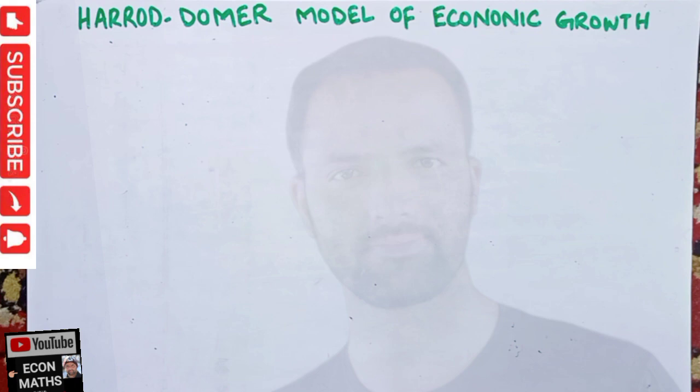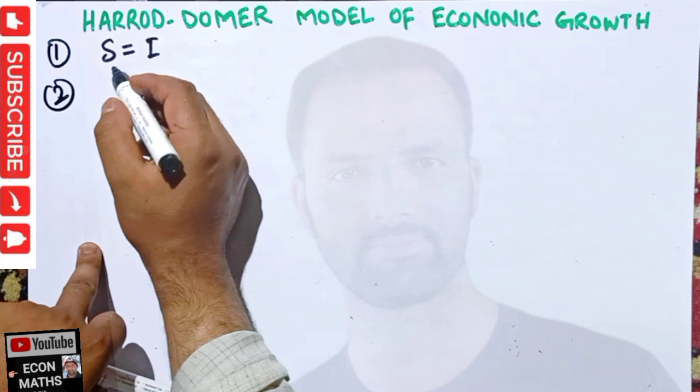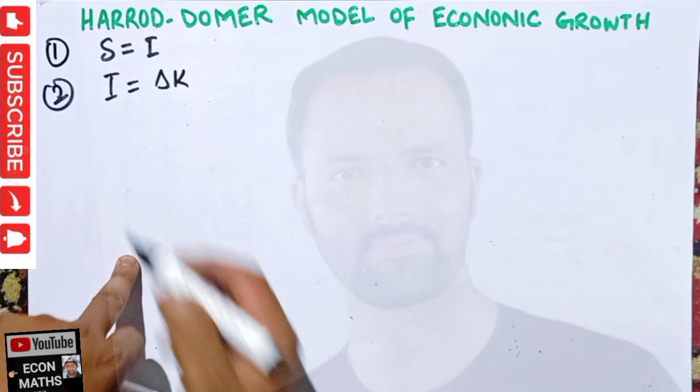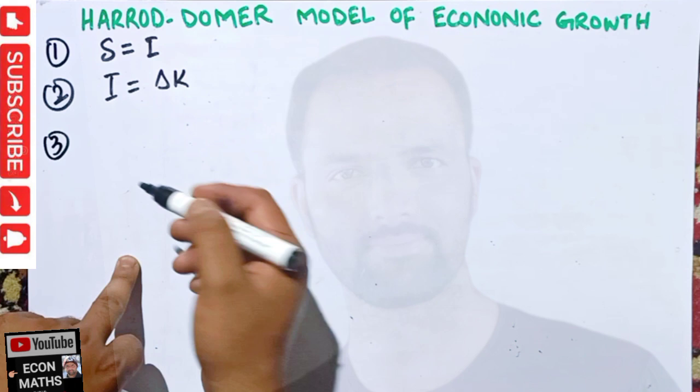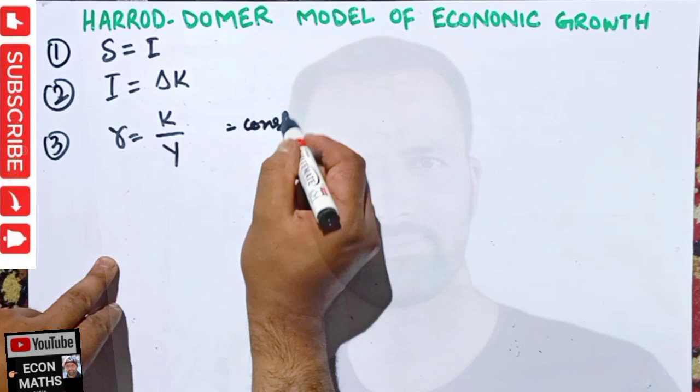First, as we know, the first assumption was that savings is equal to investment. The second assumption was that investment leads to the change in the capital stock. That is, investment is equal to change in the capital stock. And the third assumption was that we have a constant capital output ratio. That is, R is equal to K divided by Y. Okay. Now, this capital output ratio is constant.